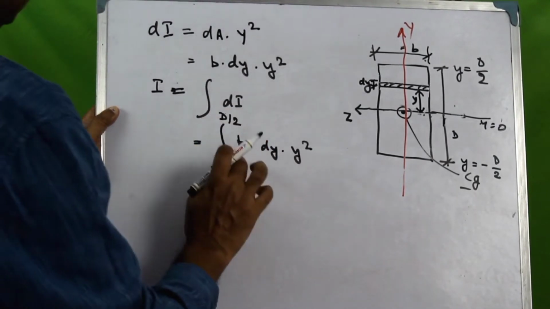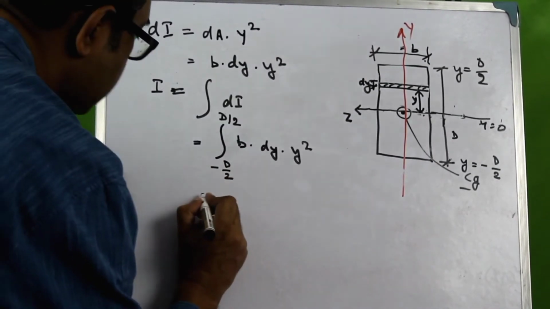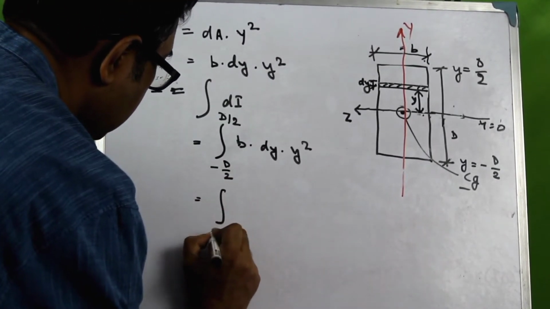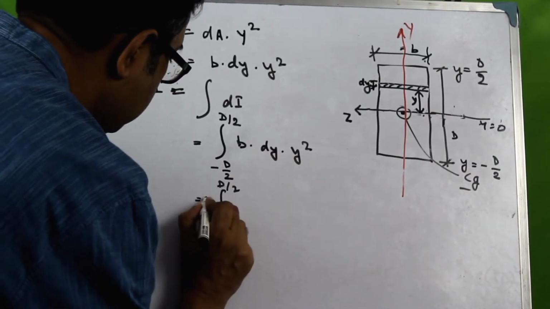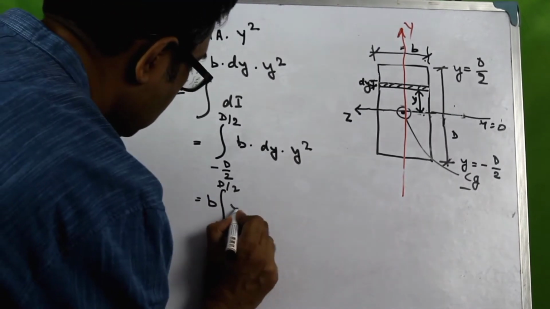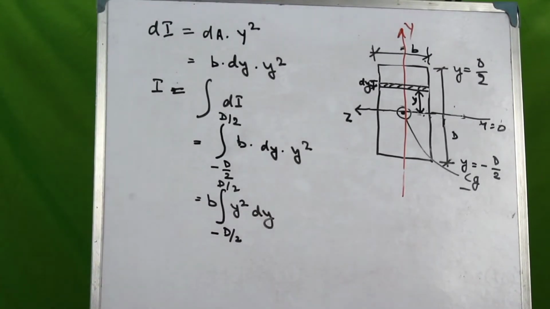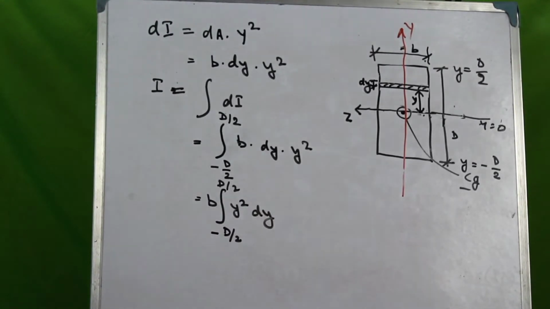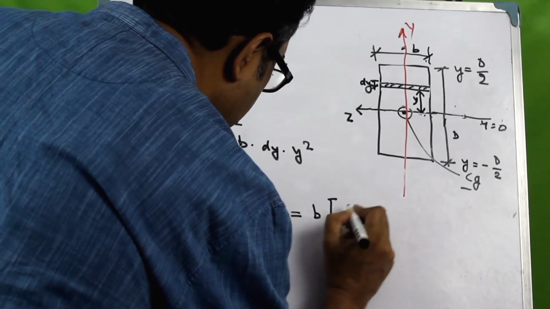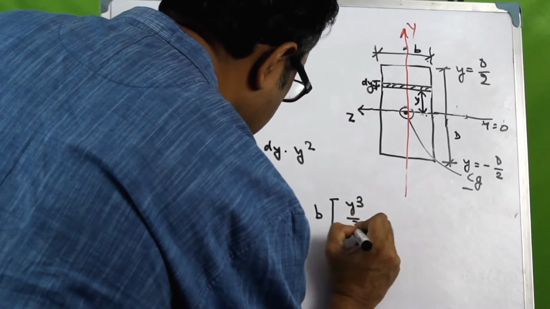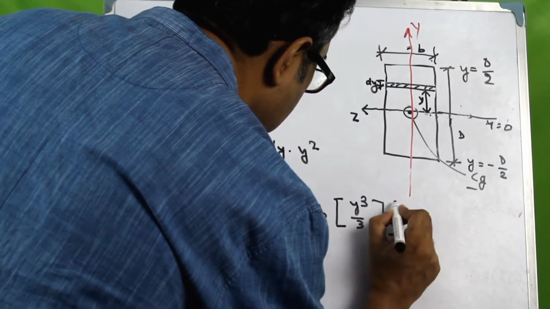Now b is a constant term, being the width of the rectangular section. So we can rewrite this equation as the integration from minus d by 2 to plus d by 2, where we take out b. What remains is y square dy. As per the basic integration rules, this would be written as b y cubed by 3 from minus d by 2 to plus d by 2.